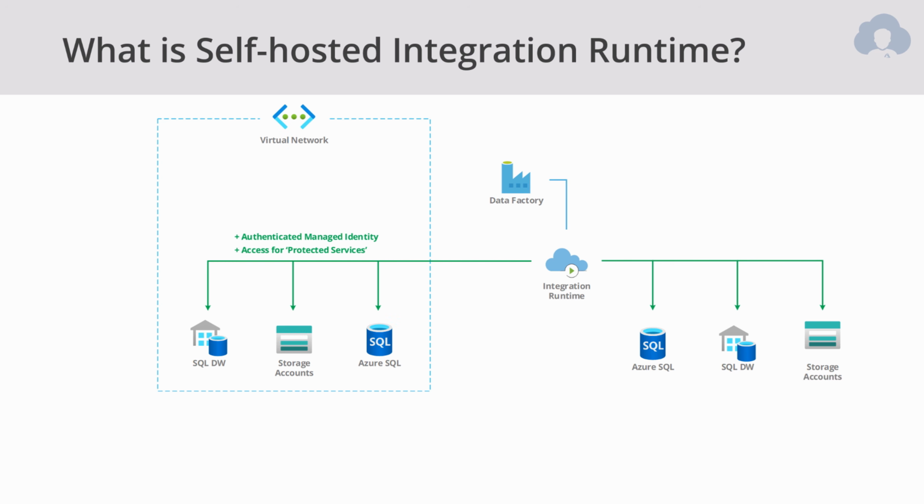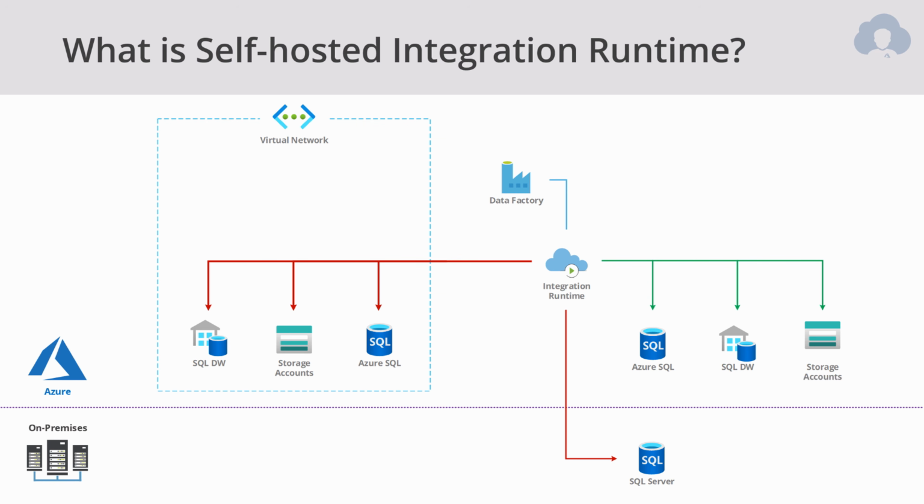And if your resources are protected with virtual network, in the firewall setting, it can still connect to those if you are using managed identity to authenticate to those resources and you have enabled access for protected services. If you don't, then your Data Factory will not be able to connect to those resources either using the integration runtime that it gives you. And if you want to connect using the same integration runtime to on-premise environments, the case will be the same because this is a public service. It cannot connect to your on-premises private networks.